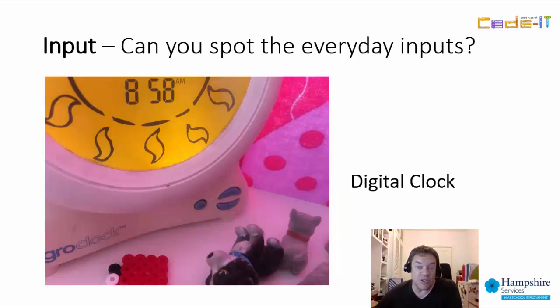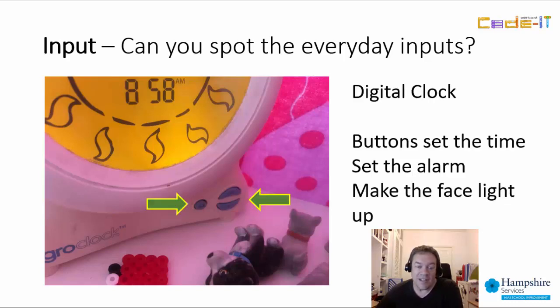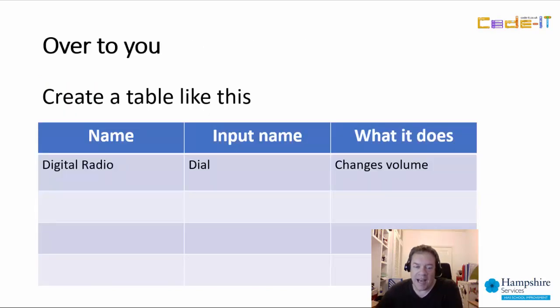Can you spot the everyday inputs on this digital clock? Did you spot them? It's these buttons down the bottom. And they do things like changing the time, setting the alarm, and they also make the face light up as well. Okay, so here's your challenge at home.